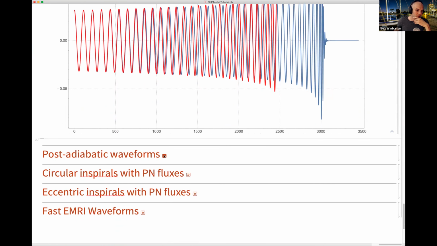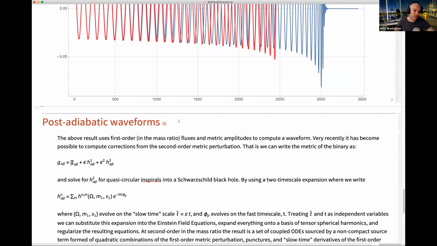Okay, I will just take a moment, just 5 minutes, to talk about what's happening in perturbation theory, and it really is also one of the motivations for extending the toolkit. So what we saw above was what's called an adiabatic waveform, but there's been recent progress on computing post-adiabatic waveforms. So extending perturbation theory beyond linear order in the mass ratio. So taking the metric of the binary to be some background metric, in this case, the Schwarzschild metric, plus the first order correction in the mass ratio and a second order correction.